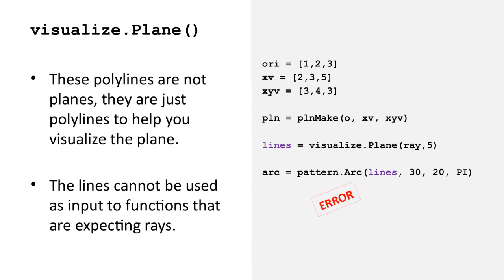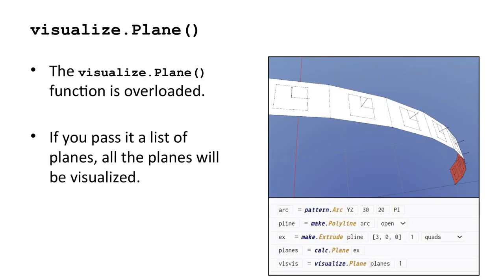As with rays, note that the lines generated by the visualize.plane function are just polylines. The polylines that it generates cannot be used as arguments to functions that are expecting a plane. Lastly, the visualize.plane function is overloaded. If you pass in a list of planes, it will visualize all the planes.